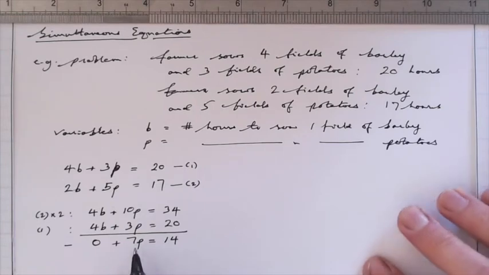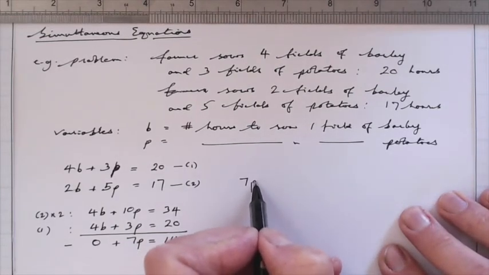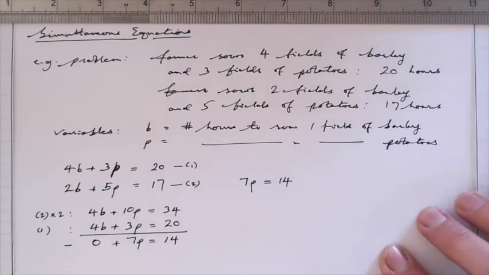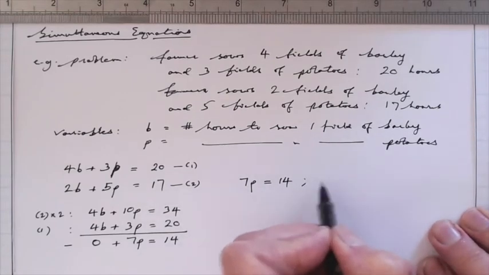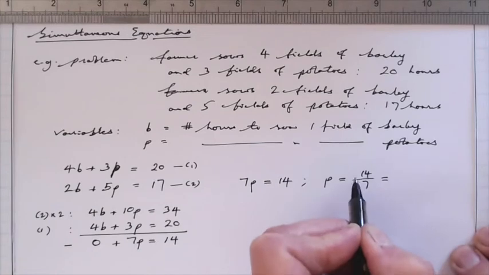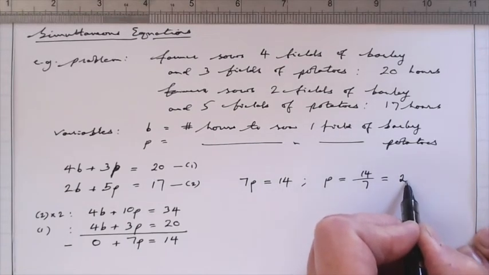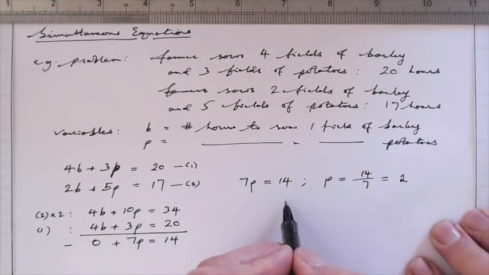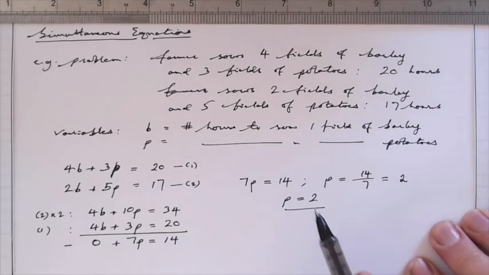So we have now an equation 7p equals 14. And so straight away we see then that p is 14 divided by 7. We have a common factor of 7. p is just 2. So we already have solved for one piece of the information. It takes 2 hours to sow a field of potatoes.